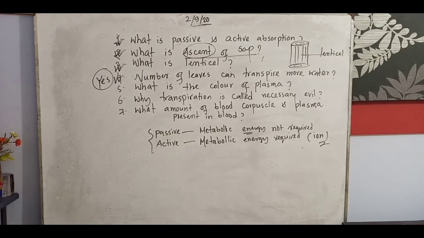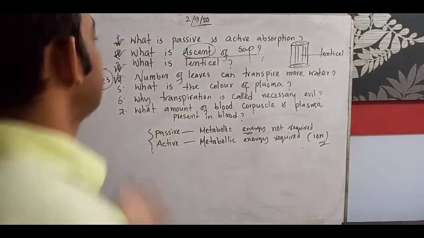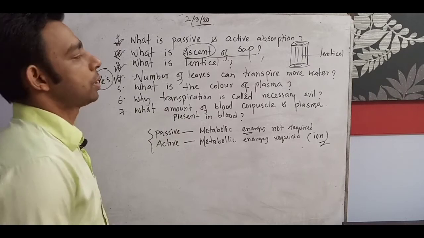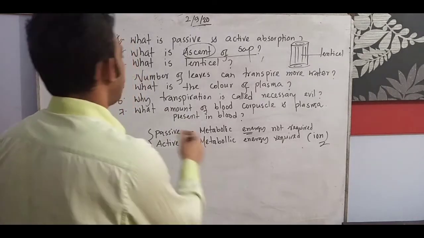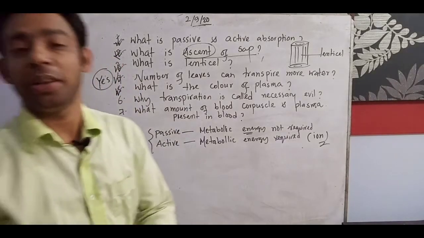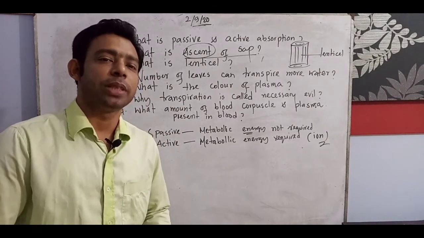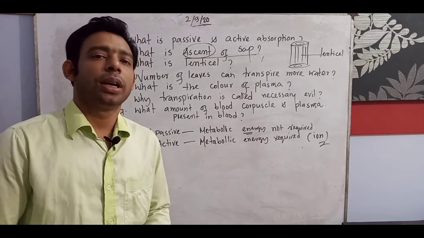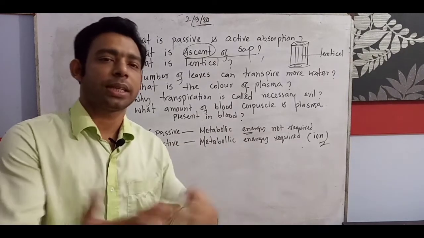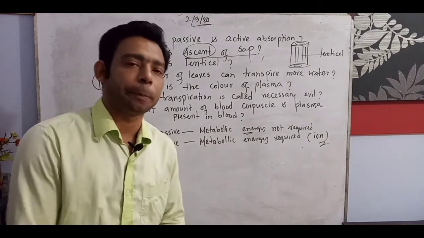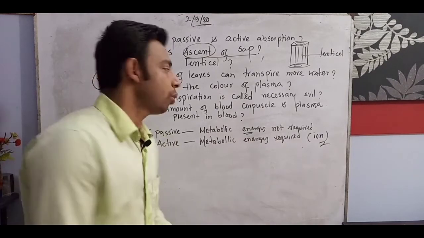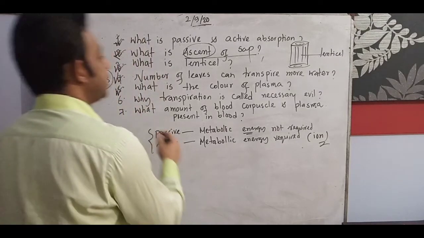Okay, so this is the important thing to know: the number of leaves, the more water it transpires. What is the color of the plasma? Many of you make a mistake there. Many of the students I have seen write that blood color is red, so plasma is red. No, it is slightly yellowish. Don't miss this one.